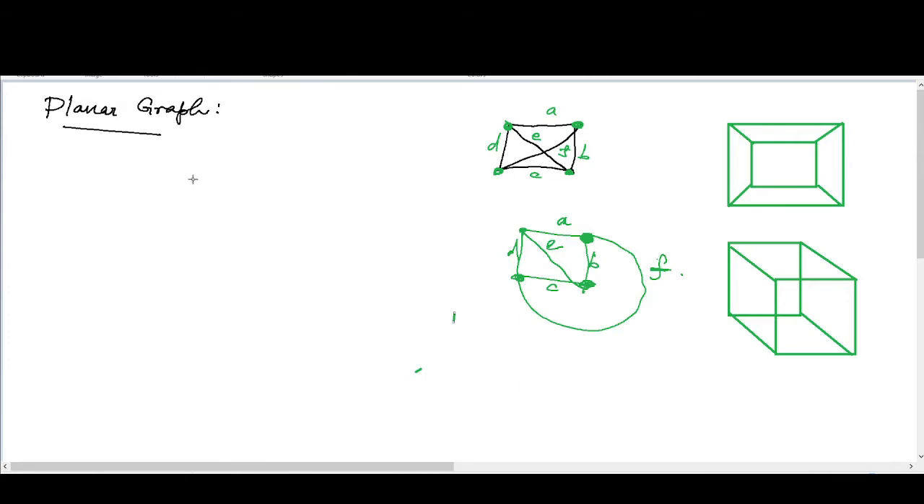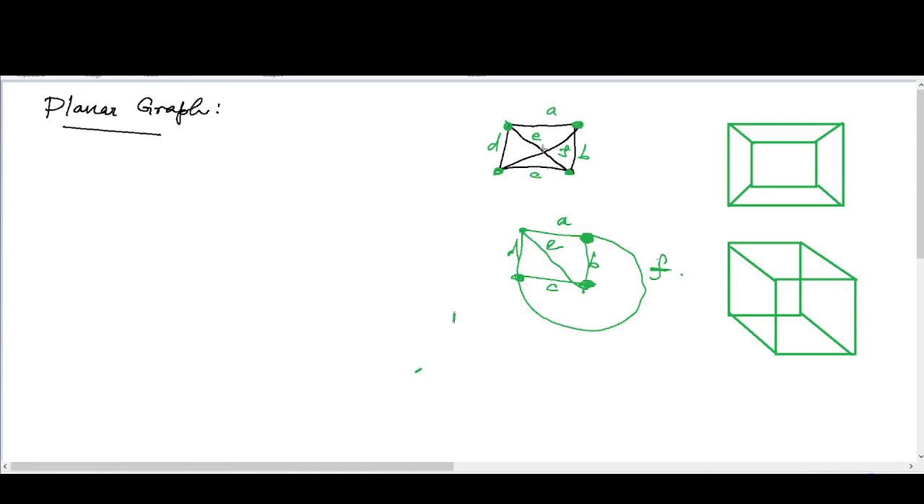An embedding of a planar graph G on a plane is called a plane representation of G. So, in order to check whether a graph is planar, we have to draw that graph in a plane so that no two of its edges intersect. If any two edges are intersecting, there is no possible embedding, and we can say that the graph is non-planar.